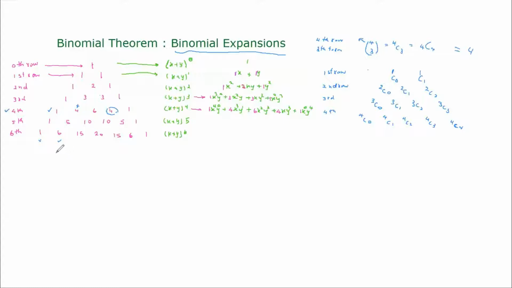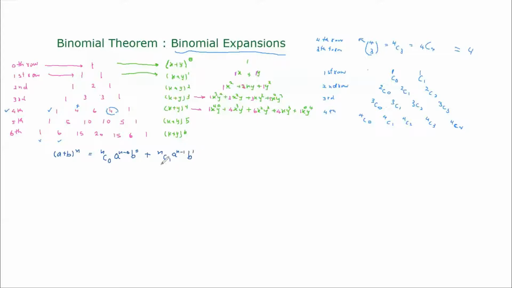The formula is (a + b) the whole thing to the power n, equal to nC0 times a^(n-0) and b to the power 0, plus nC1 then a^(n-1) and then b^1.